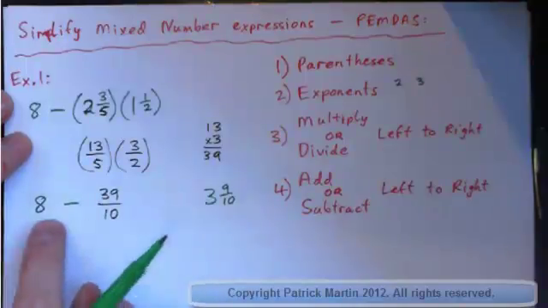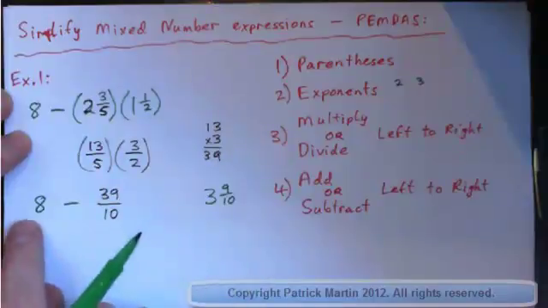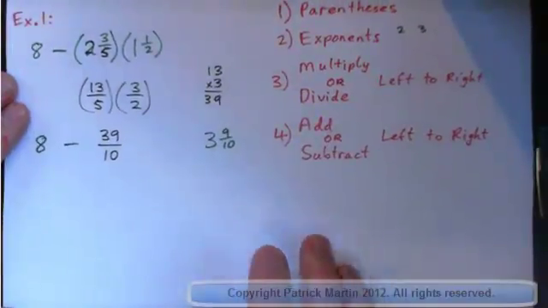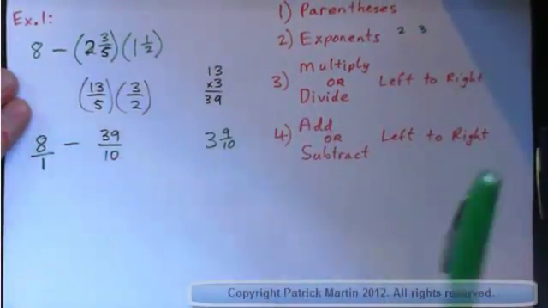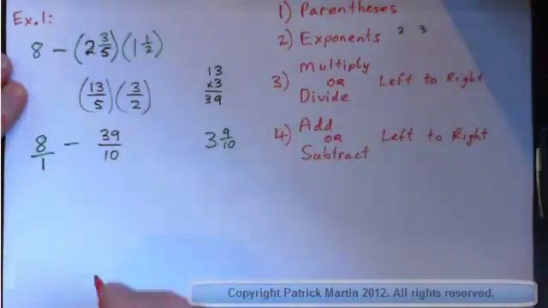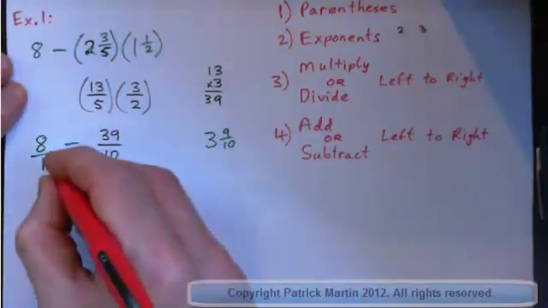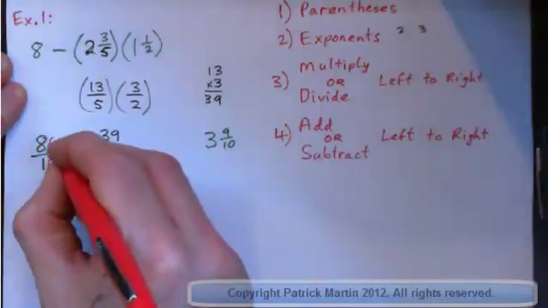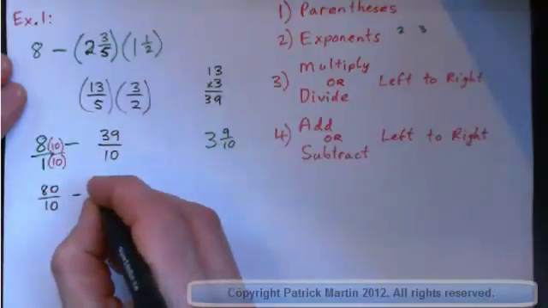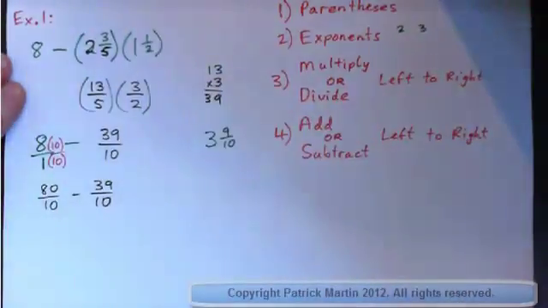Let's see, 8 minus 39 tenths. The problem is I don't have a common denominator. First of all, write 8 as a fraction. How would you write the number 8 as a fraction? 8 over 1, right? Now make these bottoms the same. 1 times what gives 10? By 10. So we have to multiply this by 10 over 10. So I get 80 tenths minus 39 tenths. See that? Now subtract.